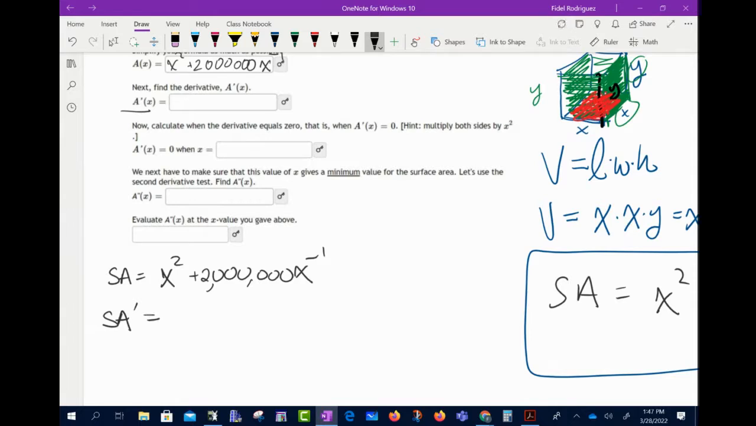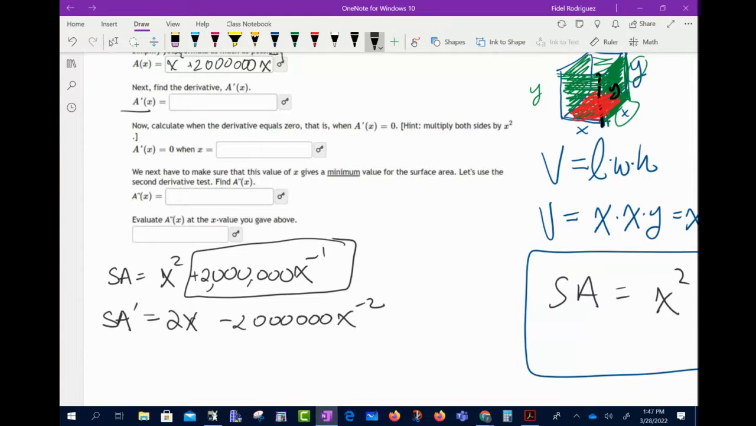What would the derivative of x squared look like? 2x. Okay, what about the derivative of 2 million x to the negative 1? Negative 2 million x to the negative 2. Very good. So look, y'all, that's what I'm going to write over here. We're just taking the derivative. 2x minus 2 million x to the negative 2. Okay.